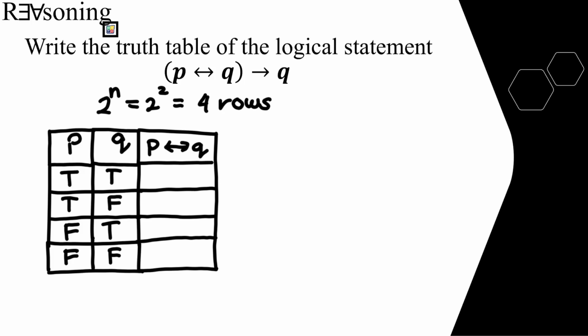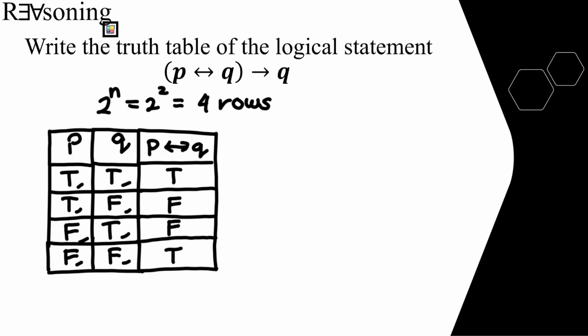So for our first row, true and true, under the biconditional logical operator, this is true. Second row, true and false, they are not of the same truth value, this is false. Next, you have false and true, different truth value, this is false. And finally, you have false and false, even if both of them are false but they are of the same truth value, the biconditional result is true.